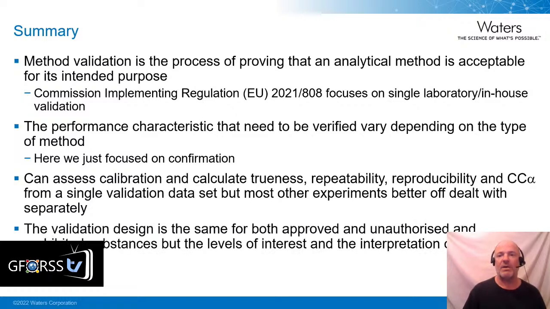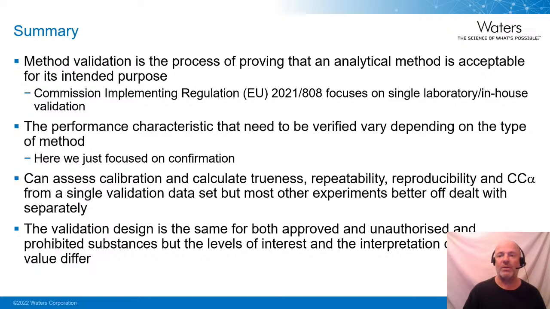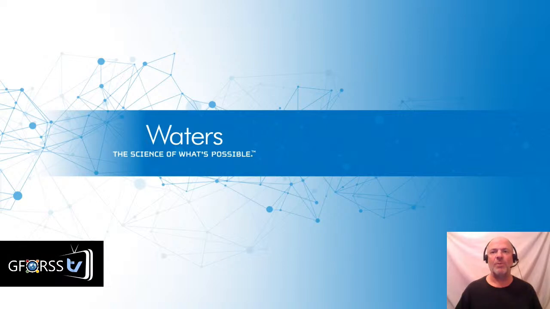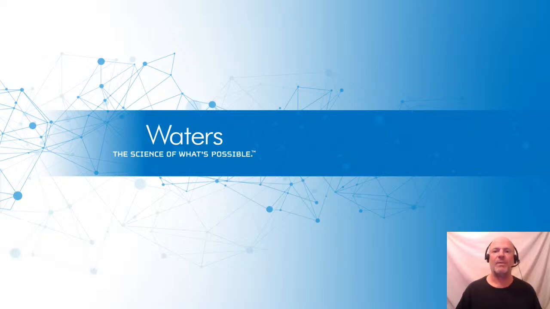And validation design is the same for both approved and banned substances, but the level of interest and the interpretation of the CC alpha value differs, as I've shown you. And that brings us to the end of this module. I hope you found it useful. I would encourage you to practice validation for confirmatory methods and also to practice the calculations that are required to generate the values needed. Best of luck.